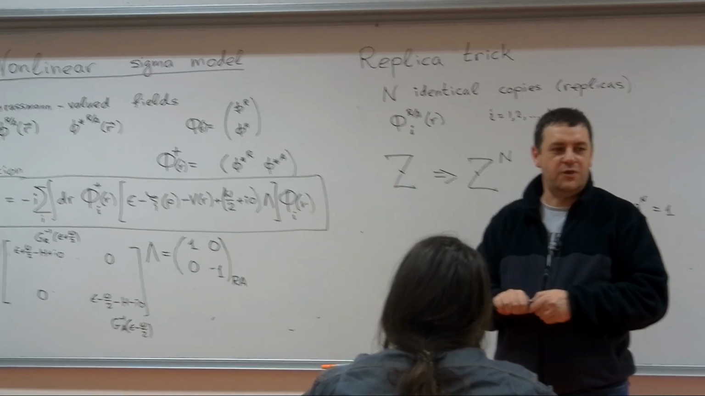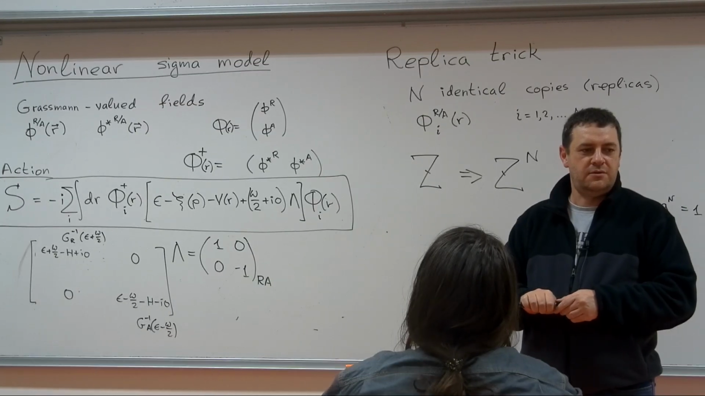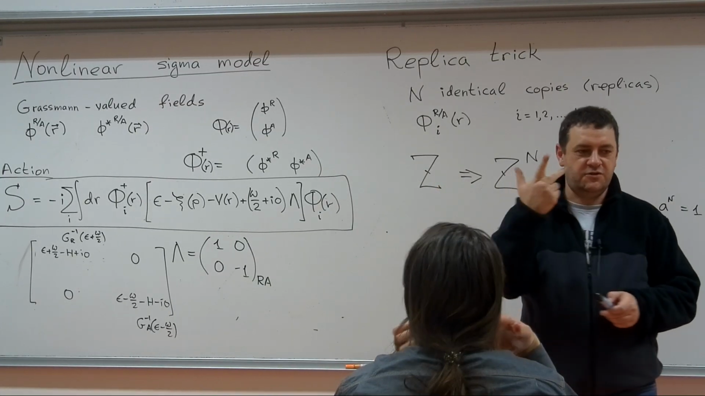How many do you like? I don't know why you choose 4. It's 4 just because I want two Green functions, retarded and advanced.